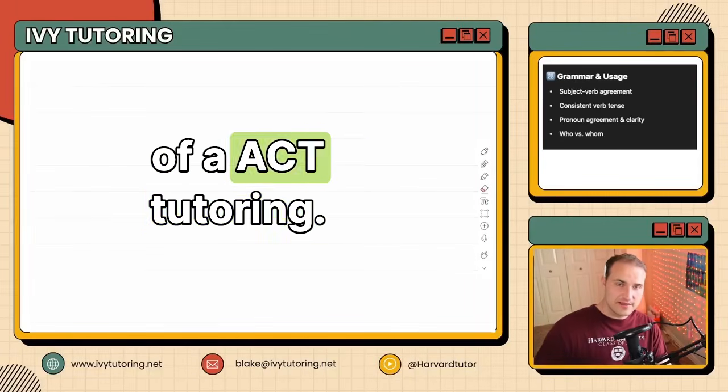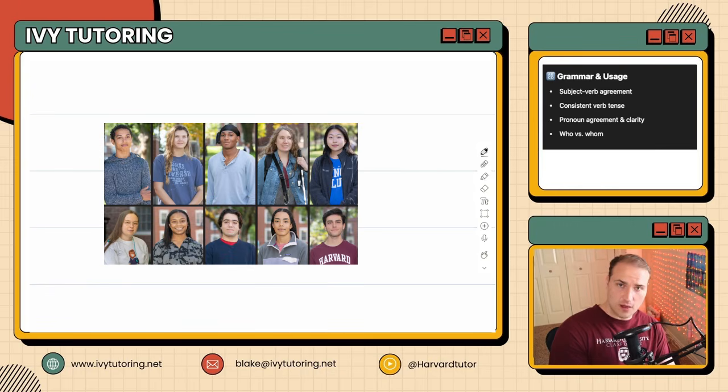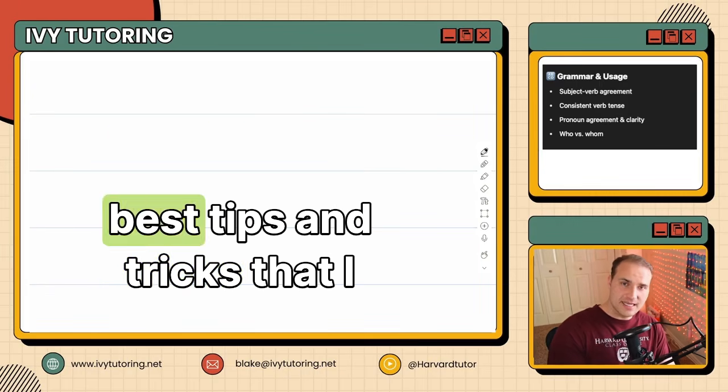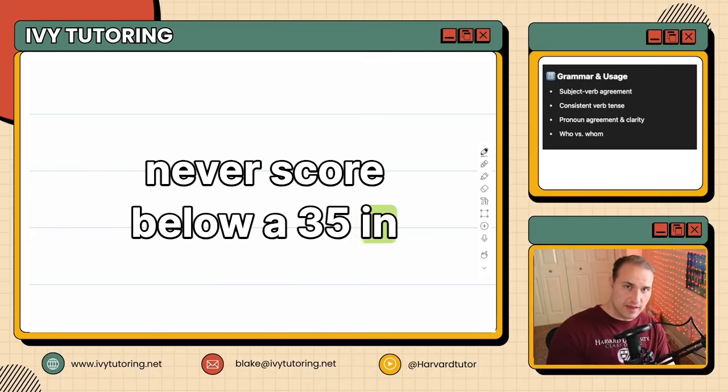I have 6 years of ACT tutoring. I graduated from Harvard in 2022. I have a tutoring company with 30 employees, all from Harvard as well. And these are the best tips and tricks that I could give you to ace the ACT. We're talking never score below a 35 in the English section.